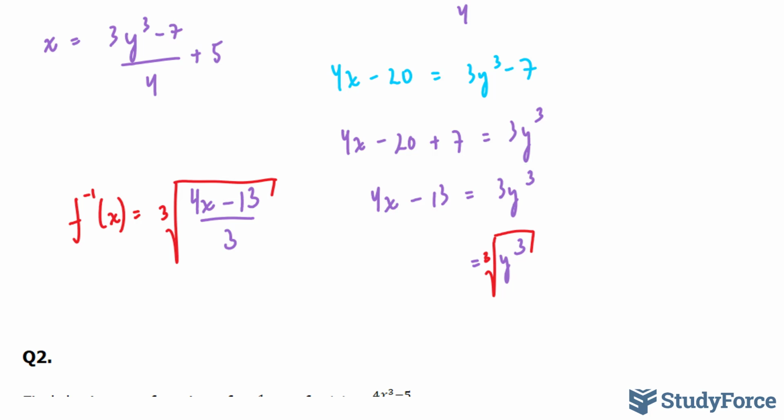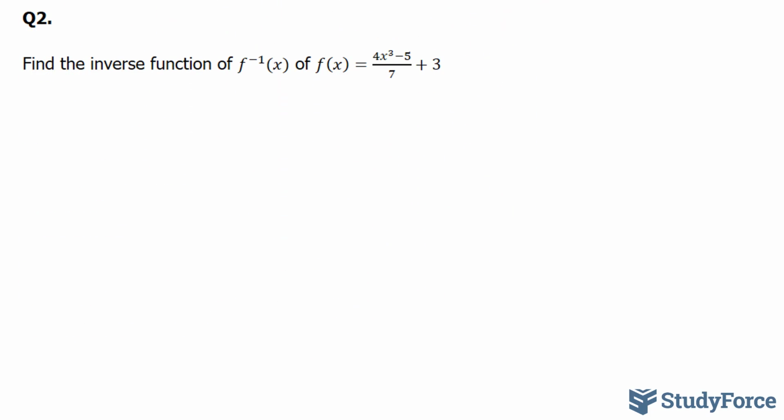Let's move on to question number 2. In question number 2, they ask, find the inverse of the following function. Once again, we start off by changing our f of x with a y. y is equal to (4x to the power of 3 minus 5) over 7, plus 3. Our next step is to change our y to x and our x to y. So this becomes an x and this becomes a y.